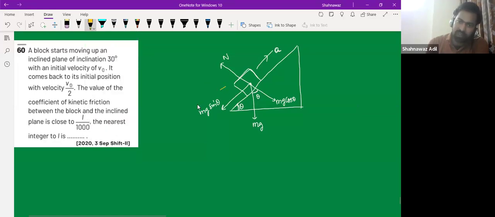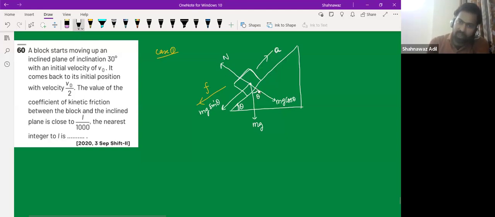Friction is in this direction. So this is case first, right? This is the direction of friction. So now we have everything. Let us write; we have to find this acceleration. That is the idea.